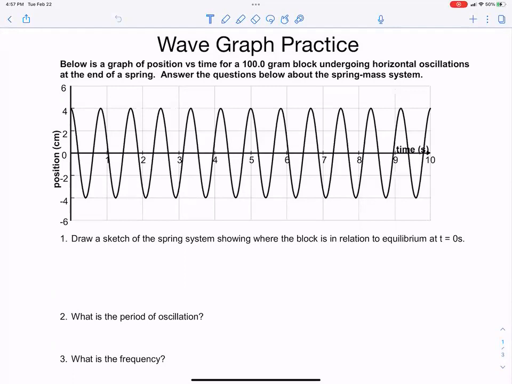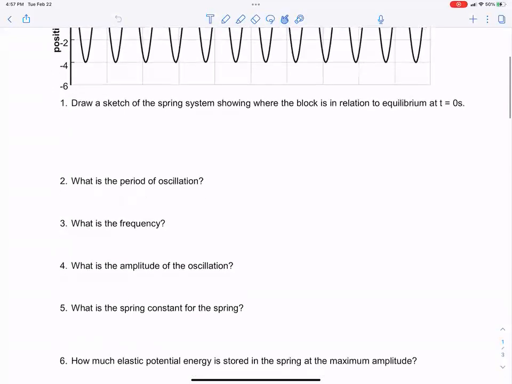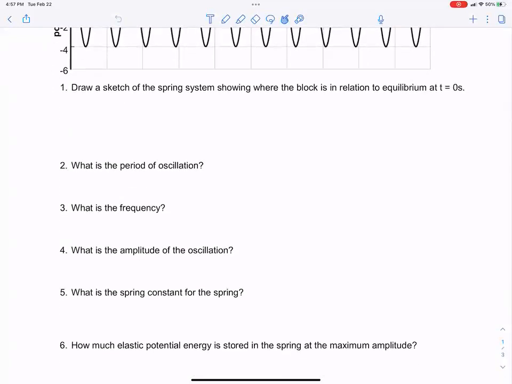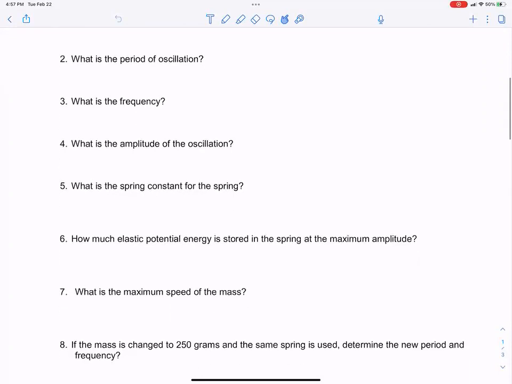In this lesson, we're going to learn how to take a wave graph function, in this case, a position versus time function, and we're going to be able to sketch where the object is at time equals 0 seconds, find its period of oscillation, its frequency, its amplitude, the spring constant of the spring. We will also be able to determine the potential energy stored in the spring at maximum amplitude. We'll be able to find the maximum speed.